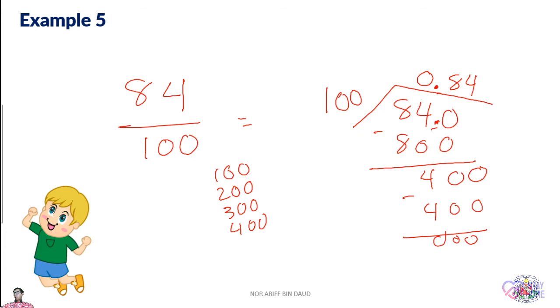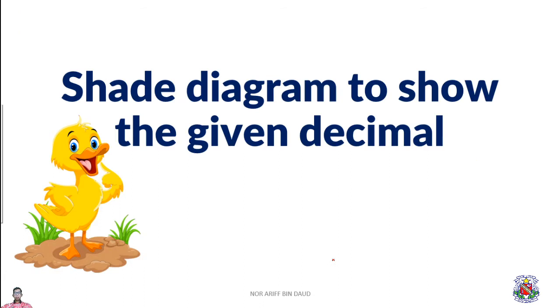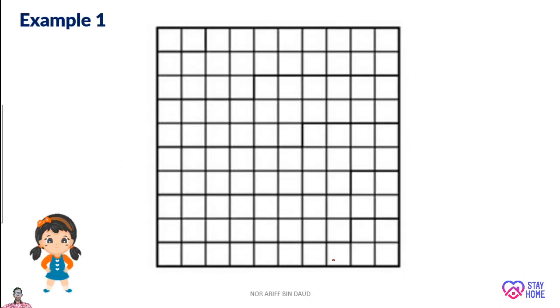Okay, we are complete with the example for converting fractions into decimals. Now we are going further. We want to shade a diagram to show the given decimals. In standard 2 you already learned this. For example, I have a 100 square box here, and then I give you 3 over hundreds. How to answer this question?